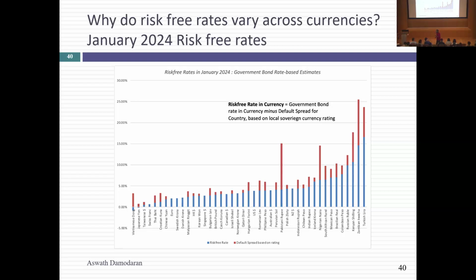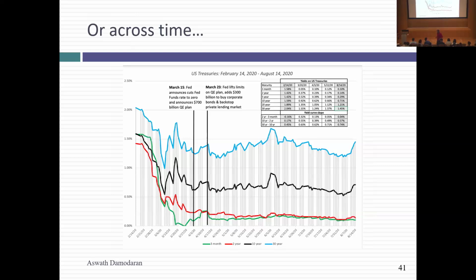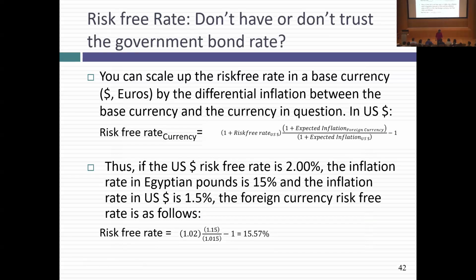So if you don't trust a government bond rate, and there are a few governments here where I don't trust the rate. For the longest time, the Venezuelan government claimed that their 10-year bond rate was only 11%. This was when inflation was 5,000%. I'd like to see that person who's buying a bond at 11% interest rate. I don't think that person exists. So if you don't trust the government, or the government doesn't have a long-term bond, there is a way you can still get a risk-free rate, and the pathway goes to that inflation argument that we've just used.